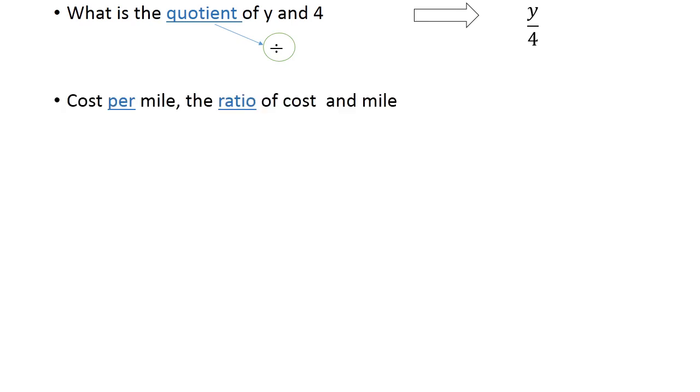What is the quotient of y and 4? When we see the keyword quotient, we are going to think about division operation. Then the equation can be written as y divided by 4. Next example. Cost per mile, or the ratio of the cost and the mile. When we see the keyword per or ratio, we are going to think about division operation. Then the equation can be written as cost divided by mile.